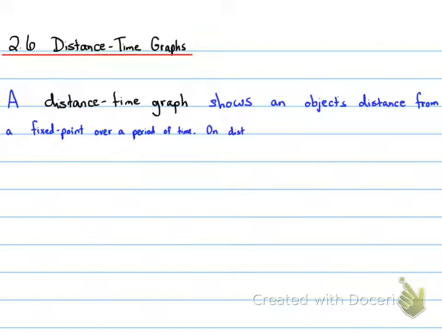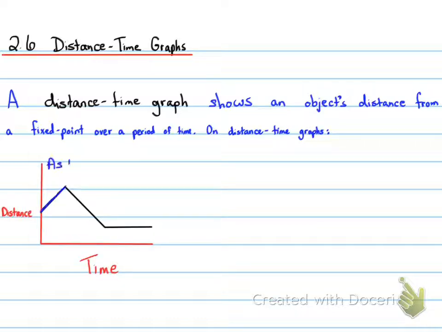So for example, somebody's standing in front of a sensor and moving back and forth, or mapping how far someone is from the moment you leave home to the moment you return home, or for example, even go to school. On distance time graphs, you have time on the x-axis and distance on the y-axis.